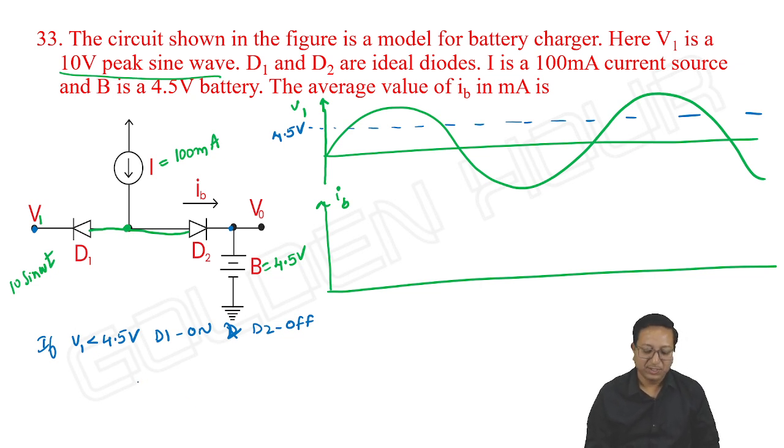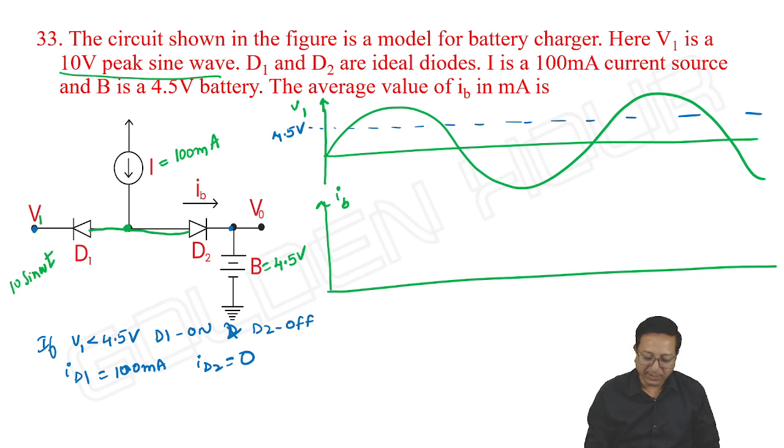Then what about the currents ID1 and ID2? Definitely D1 acts as a short circuit and D2 acts as an open circuit. ID1 is equal to 100 milliampere and ID2 is equal to 0.